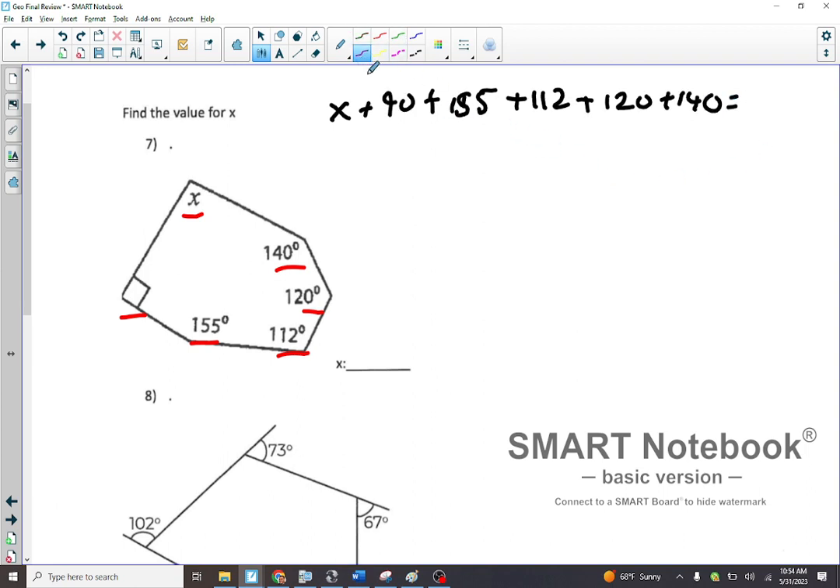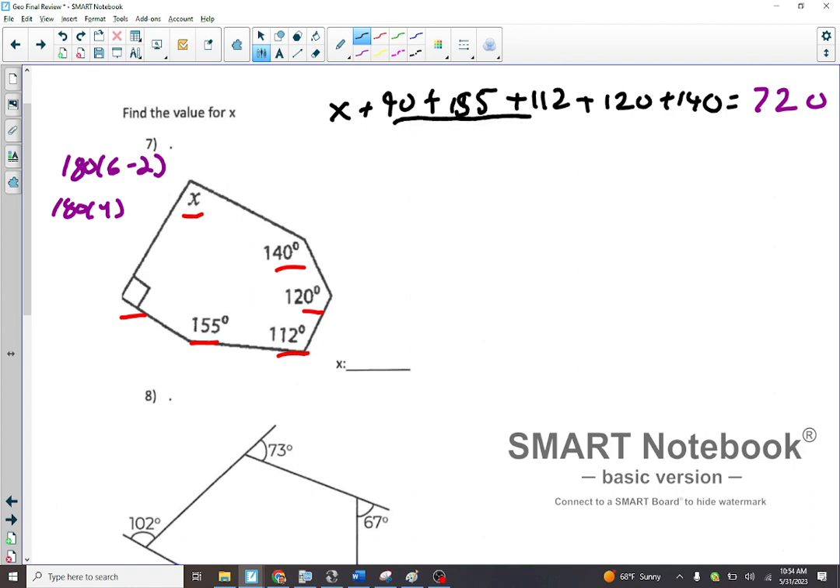But we could figure out what it adds up to with the formula from the previous page. 180 times 6 minus 2, because it's 6-sided. So 180 times 4, it's going to add up to 720. We know it should add up to 720.